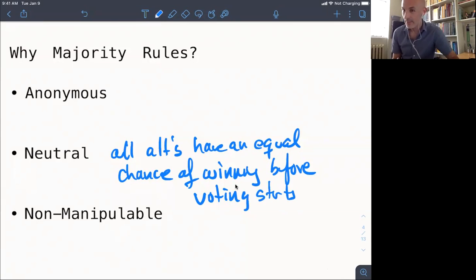And it's non-manipulable. So if you want someone to win in majority rules, you have to vote for them. You can't gain by submitting a disingenuous ballot. So these are some of the reasons why we really like majority rules.